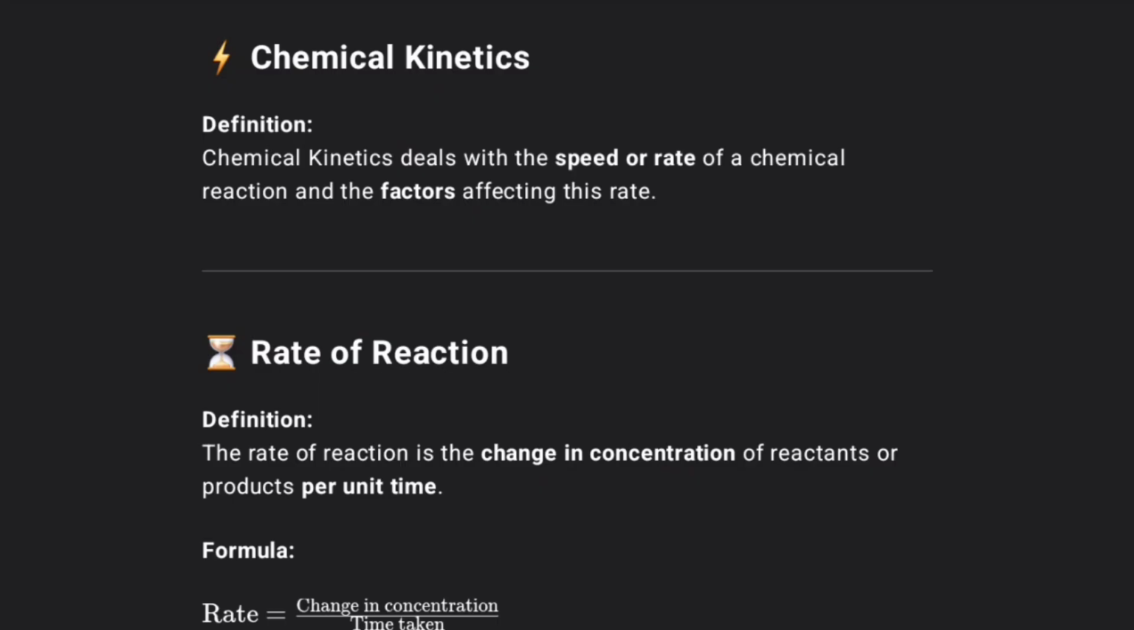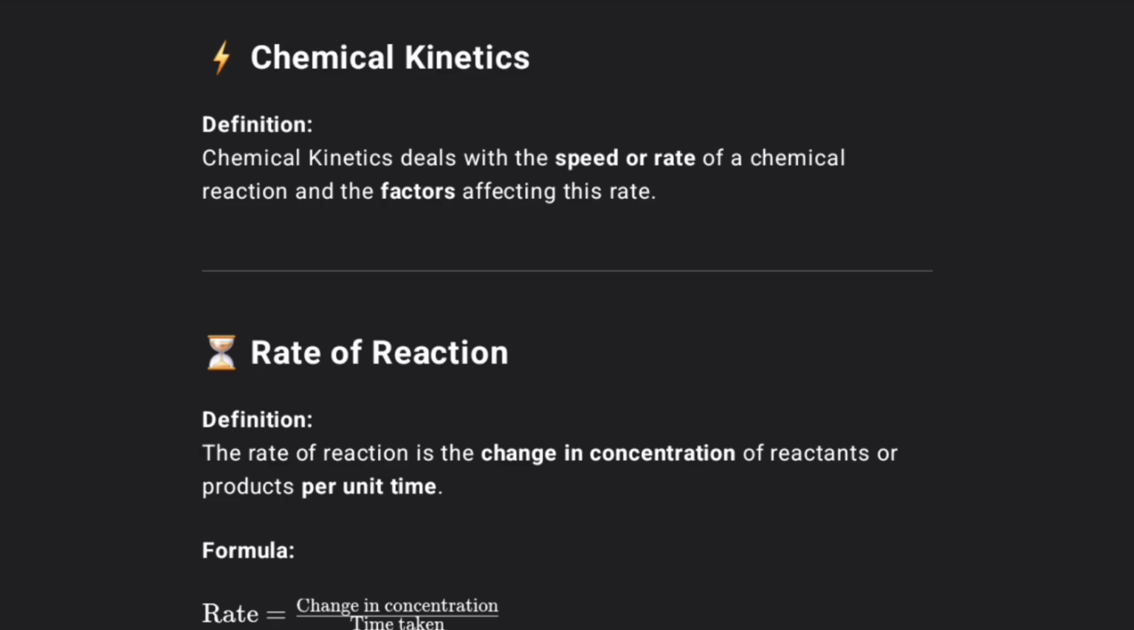Chemical kinetics. Definition: chemical kinetics deals with the speed or rate of a chemical reaction and the factors affecting this rate. Rate of reaction. Definition: the rate of reaction is the change in concentration of reactants or products per unit time.